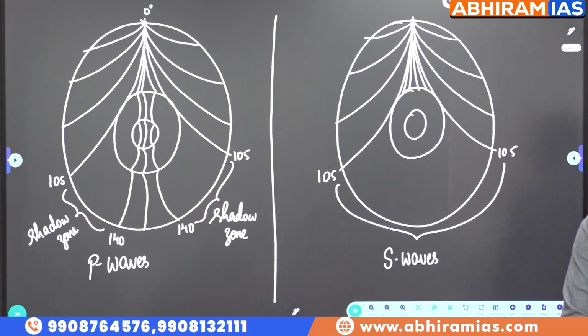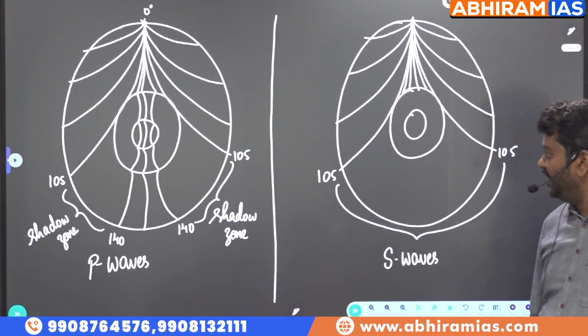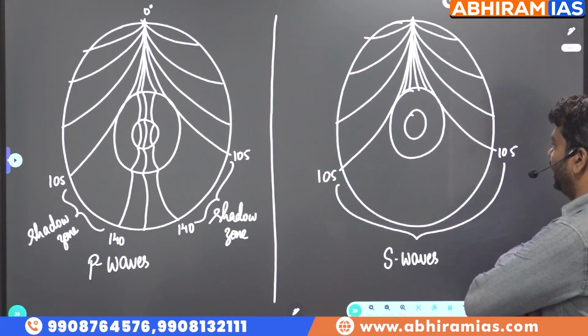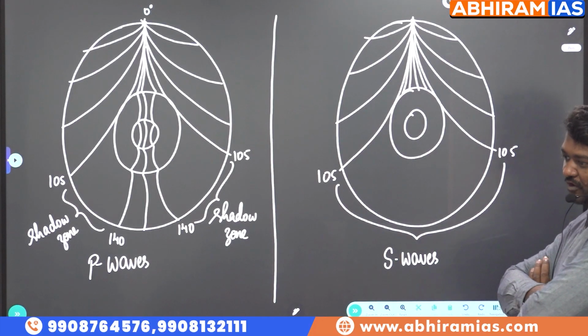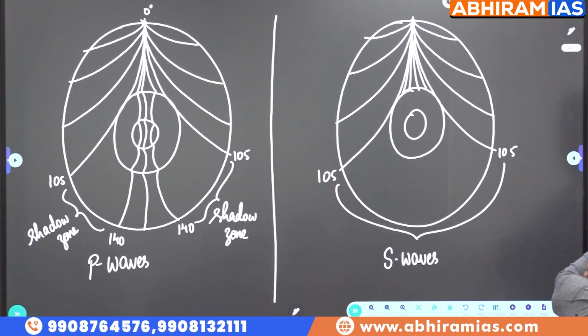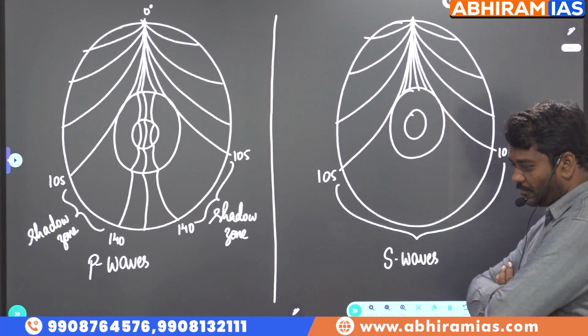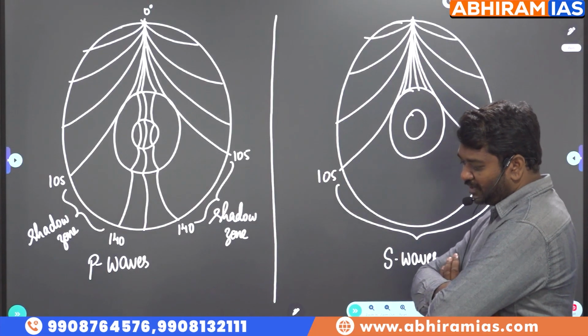Shadow zones have curved path, indicating that density is not uniform. That density is not uniform inside the earth.